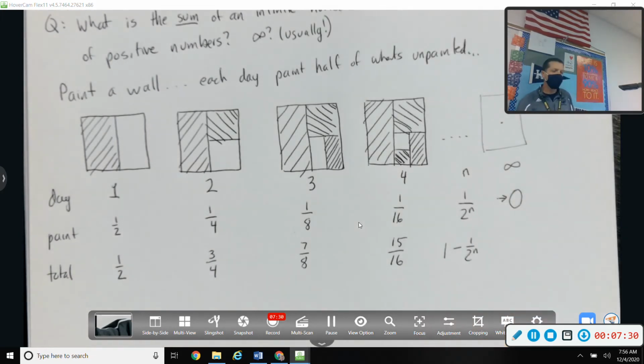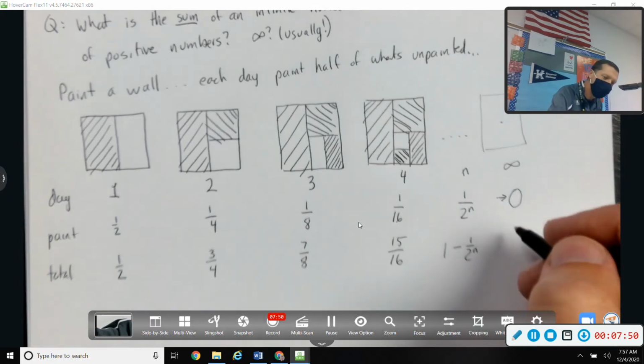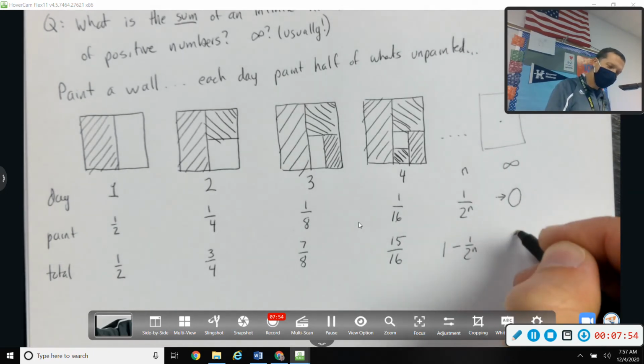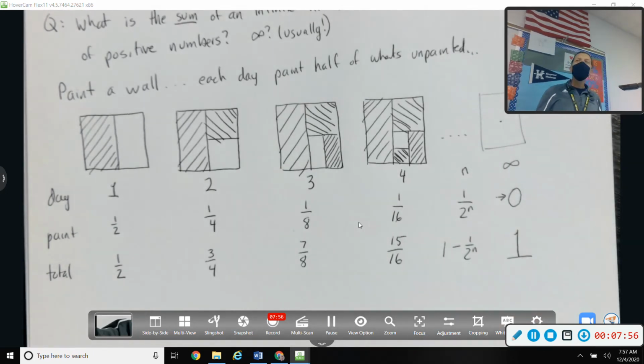And then this is the weird part here. If you could paint for an infinite number of days, how much of the wall would be painted? Yeah, but if you could paint forever. Just a teeny tiny bit. But if you could keep painting. It would never finish. You can only see half.